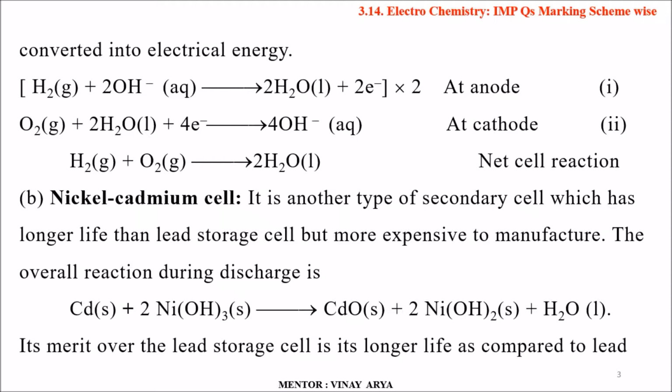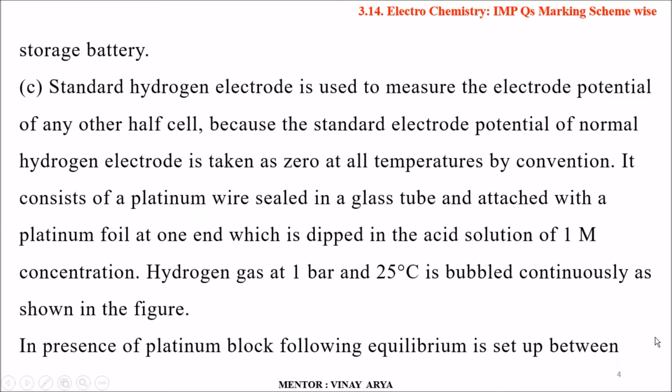Coming to the second part, the nickel cadmium cell is another type of secondary cell which has a longer life than the lead storage battery but is more expensive to manufacture. The overall reaction during the discharge is Cd plus 2 Ni(OH)3 gives CdO plus 2 Ni(OH)2 plus H2O. Its merit over the lead storage battery is its longer life as compared to the lead storage battery.